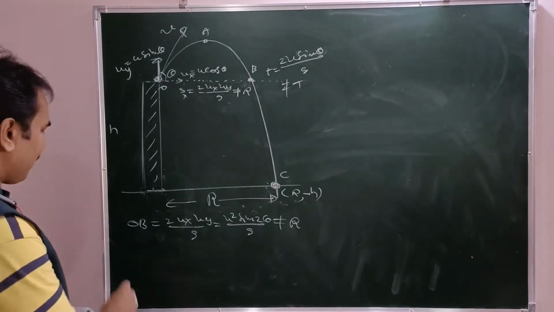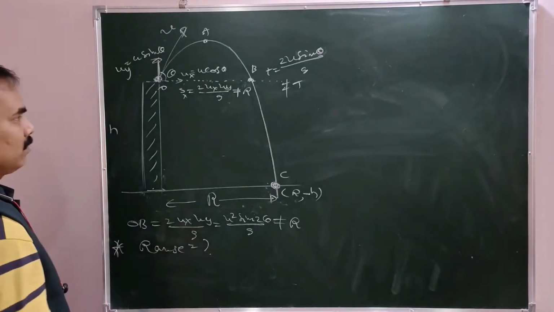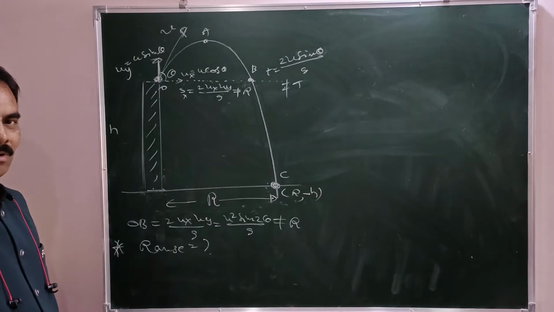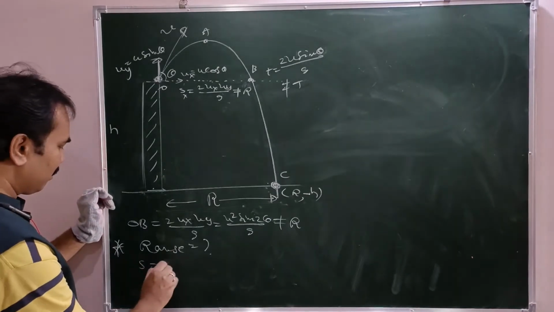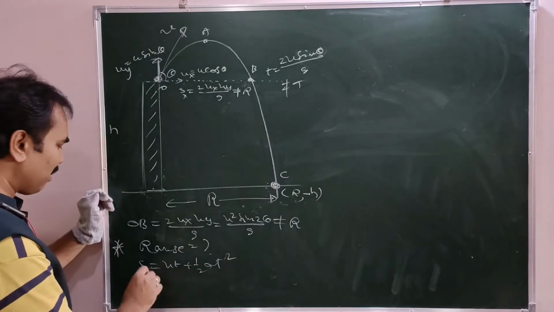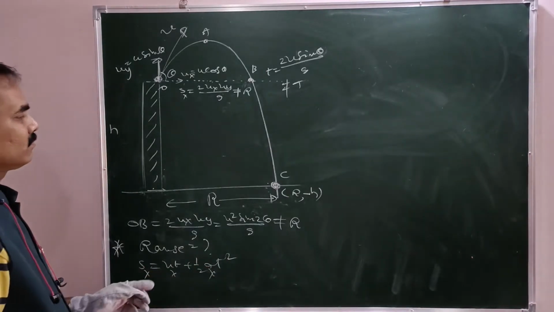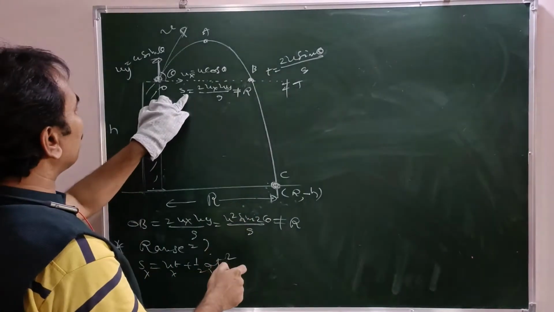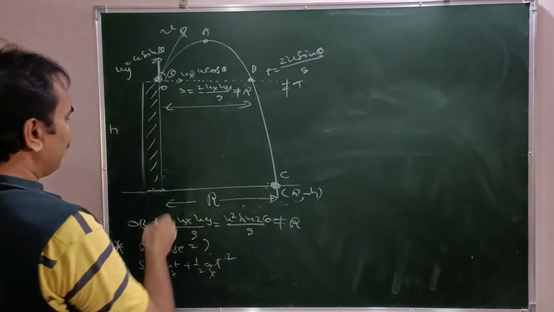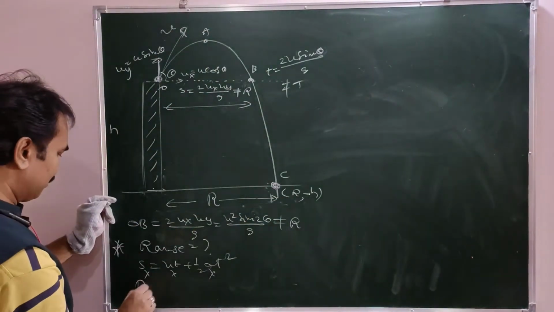Now, how to find range? What is the expression of range? S equal to ut plus half at square. Take this expression along the x-axis. Sx means this one, not this one, for the entire flight. What is Sx? R.